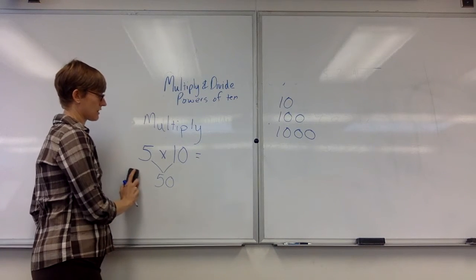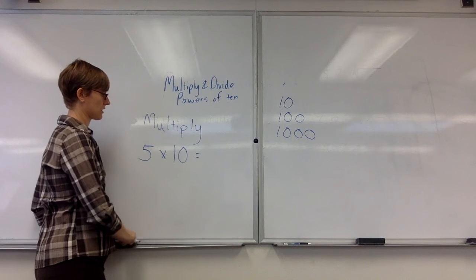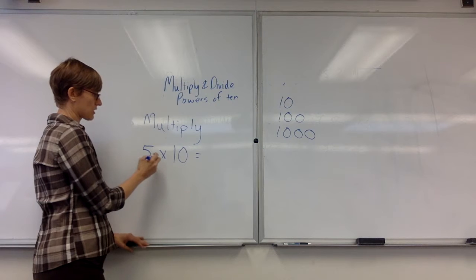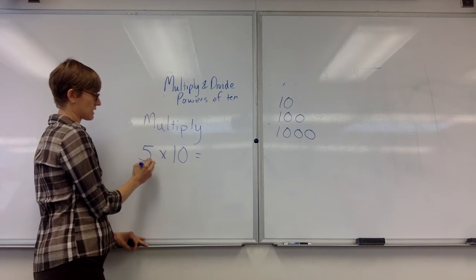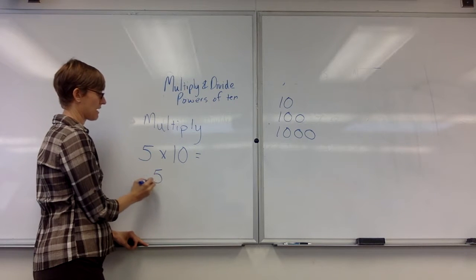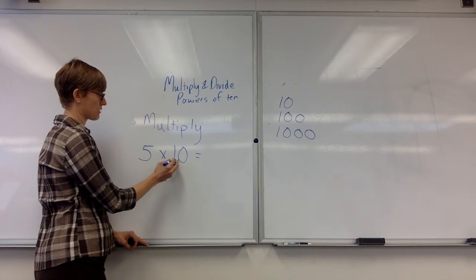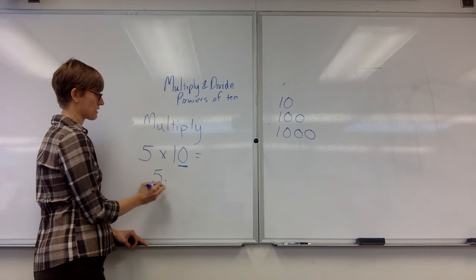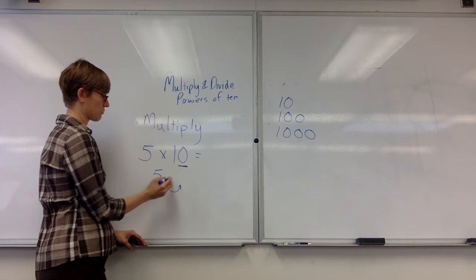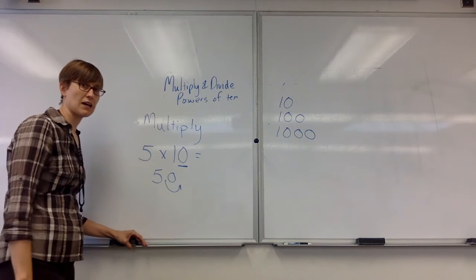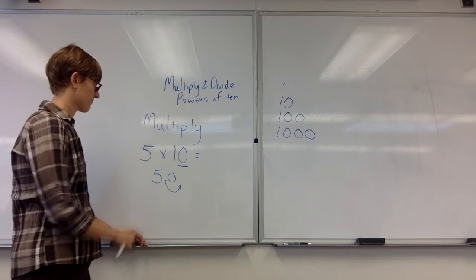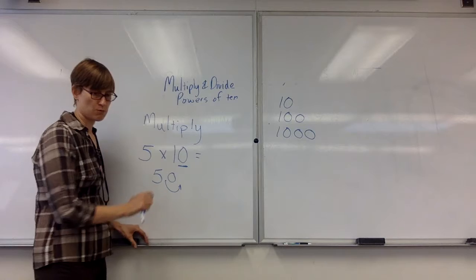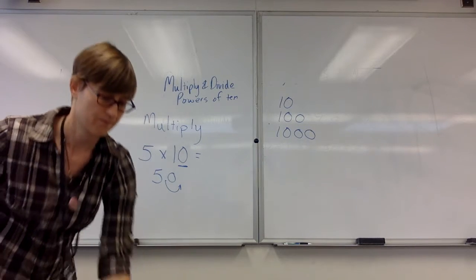We can also look at this a different way, though. If 5 times 10, what we're actually doing is moving the decimal point in the 5. So instead of 5, there's 1 zero in 10, so we're going to move our decimal point one place to the right. So the 5 becomes a 50. Does that make sense? 5 times 10, I have 1 zero, so I move my decimal place 1 to the right.